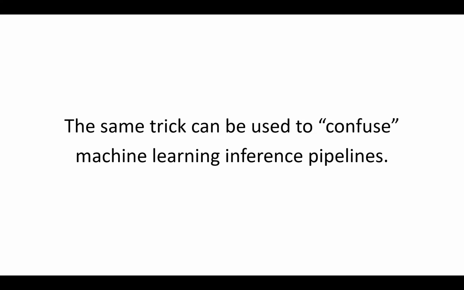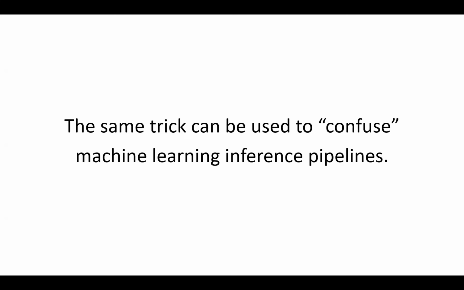So this same trick can be used to confuse machine learning inference pipelines. And what do I mean by that? I mean that me as a user, I put something into a model. It looks like whatever it renders on my screen, but the model is going to see something different than myself. I'm going to see the rendered version.